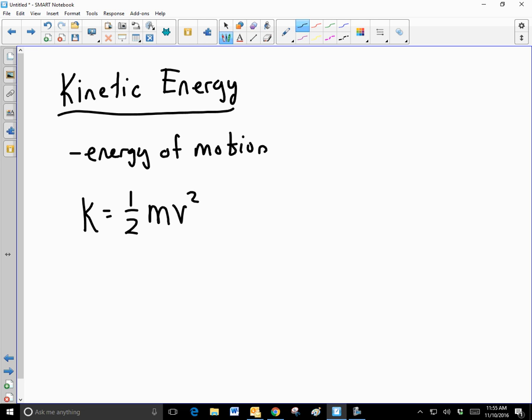So if I were to double the velocity of the object, keep the mass the same, what would I be doing to the energy of the object? Quadrupling it. I'd be squaring that double.